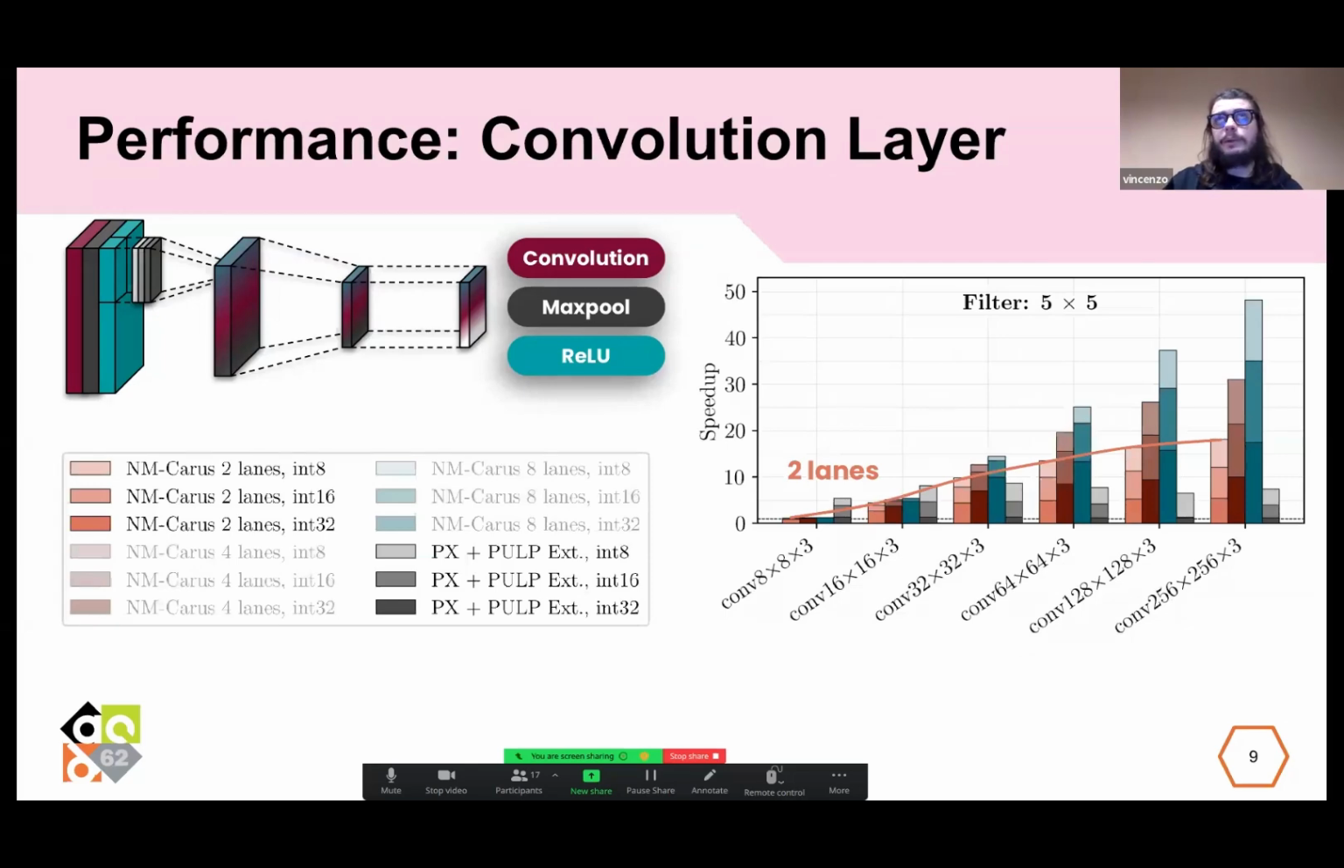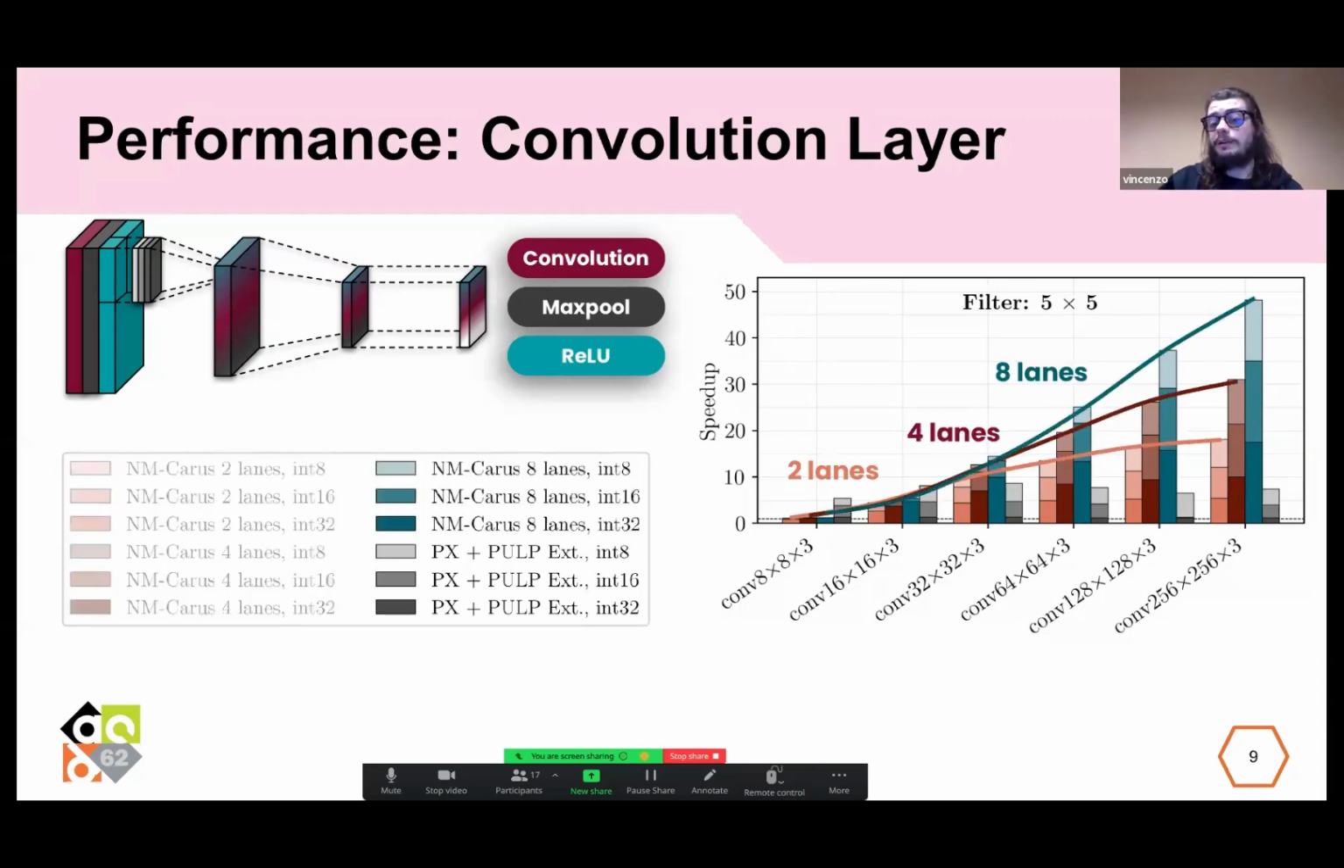When taking a look at the performance of the convolution layer, we did an experiment comparing to a standard CPU and the RISC-V core implementing the PULP extensions. We do this in several configurations. NM-Caros is actually the name of the vector units that we are using, and we use it in 3 different configurations: the 2-lane, the 4-lane, and the 8-lane configuration, which is the most performing one.